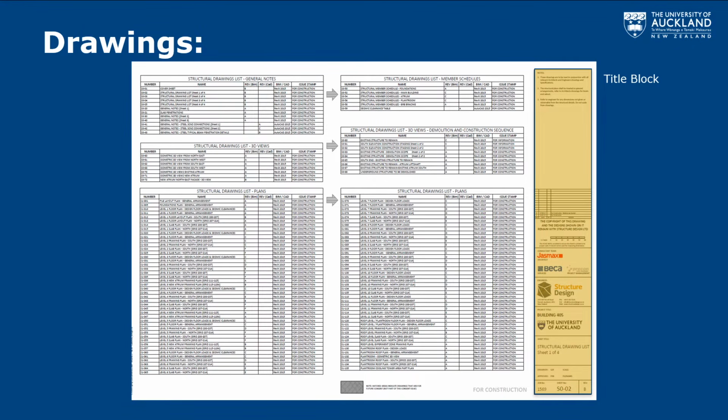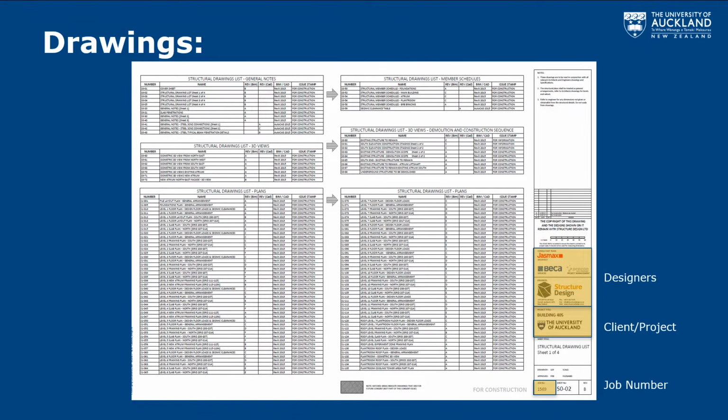The reason that title blocks tend to go on the right is because the drawings will get bound as a set on the left, and so you can easily flick through and see what the drawing sets are, and then open up the drawing. So it's kind of like having page numbers on the bottom of a book.